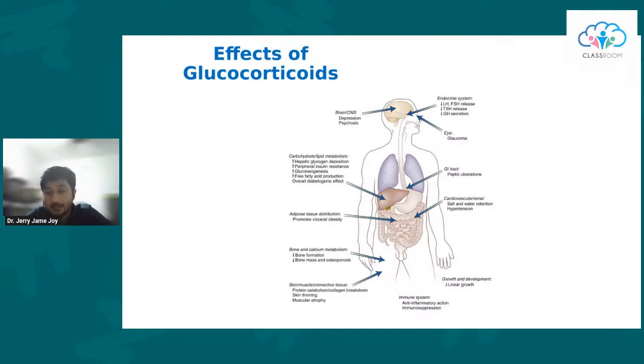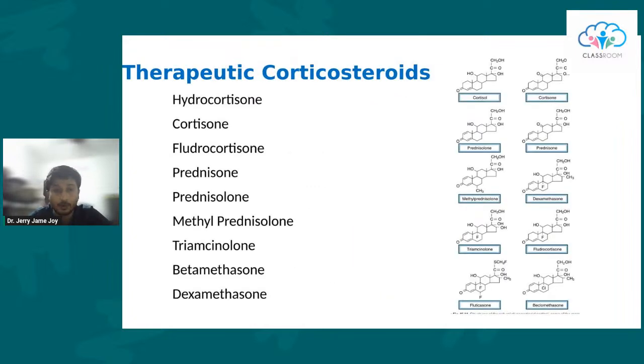Then in the cardiovascular and renal system, it can cause hypertension, because it causes a permissive action. The response to catecholamines and others will be exaggerated in the presence of glucocorticoids. And also, when there is an increase in cortisol, it can activate the mineralocorticoid receptors, and hence it can cause salt and water retention also. Similarly, with respect to the immune system, it can cause an anti-inflammatory action and immune suppression. So basically, the physiological action of glucocorticoids can become the adverse effects or side effects when these are used at a higher dose, or when administered for long.